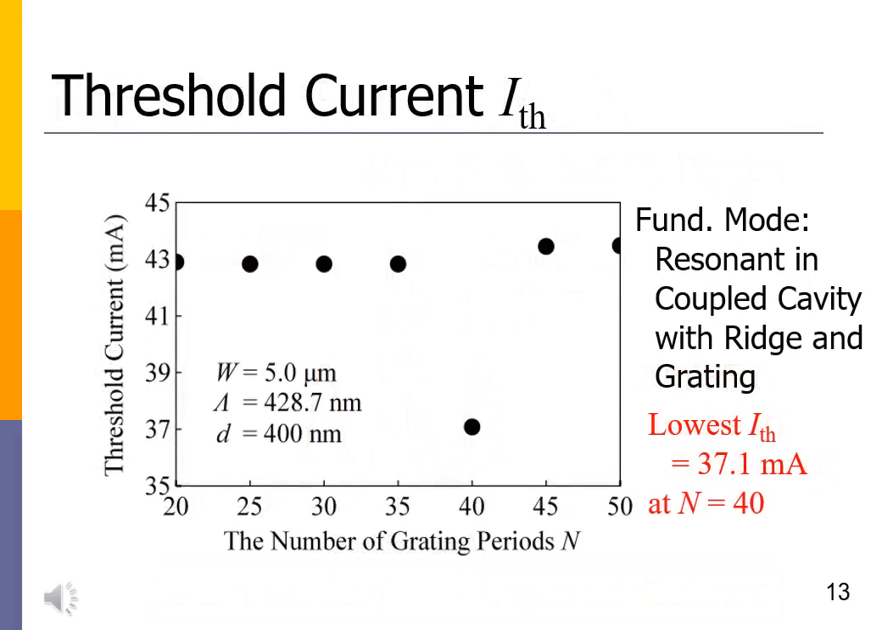Threshold current for the fundamental horizontal transverse mode is plotted as a function of the grating periods n. The threshold current has the lowest value when n is 40. In the next slide, threshold current is considered by overlapping of the optical field and the optical gain.